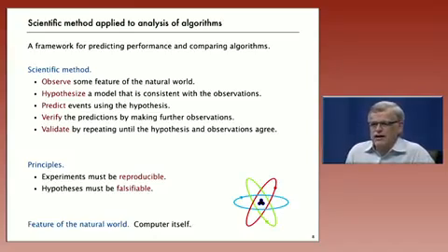And again, the feature of the natural world that we're studying is some particular computer that exists in the natural world. It changes the algorithm from an abstraction to some kind of actual physical thing happening, like electrons racing around inside the computer.